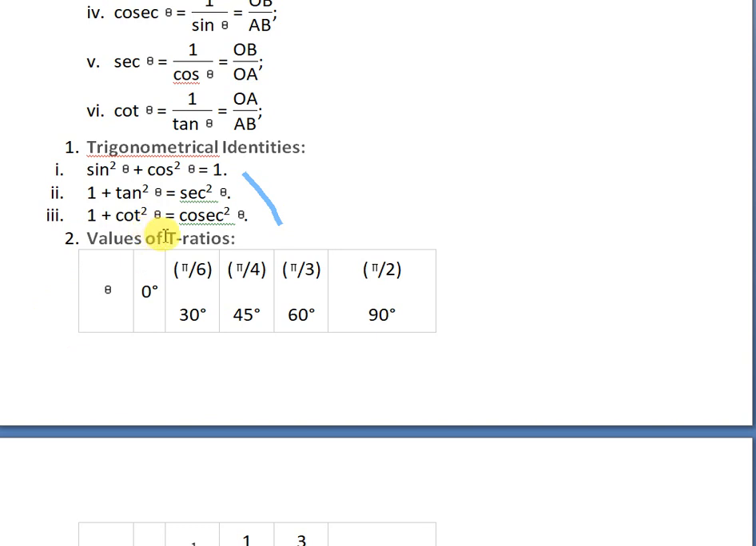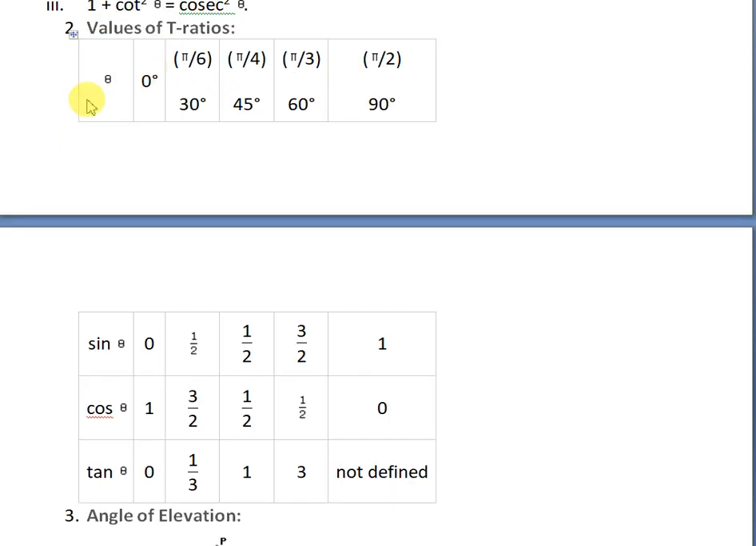So what are the values of the t ratios? Here we have considered theta as the angles. This is the value of sine, cos and tan, and for cosec, sec and cot, the other three remaining, you just have to take the opposite. So these are the values according to these angles for sine, cos and tan. You need to learn these values too.